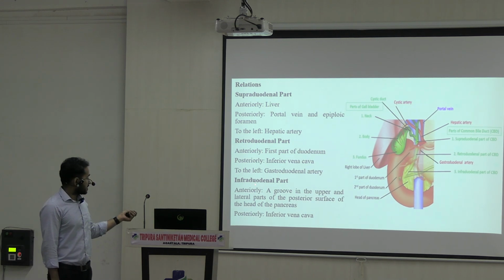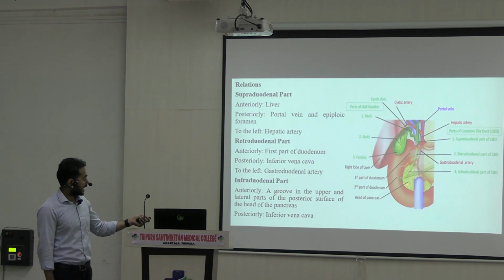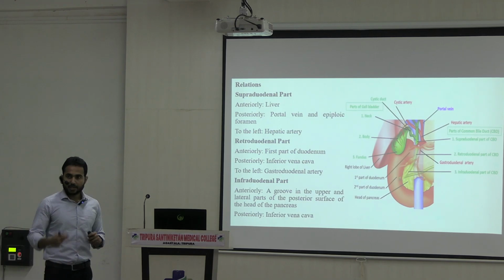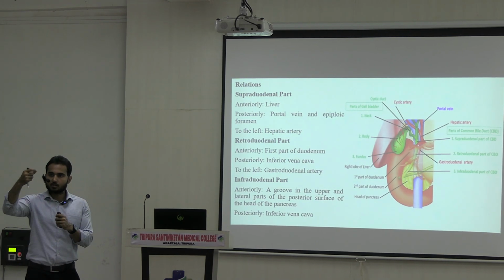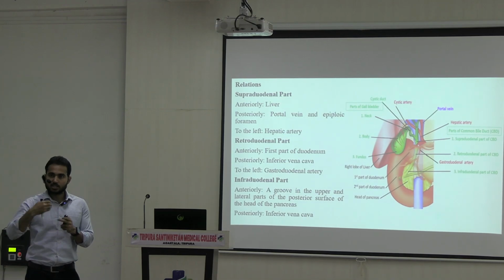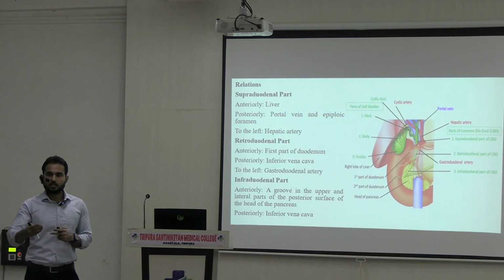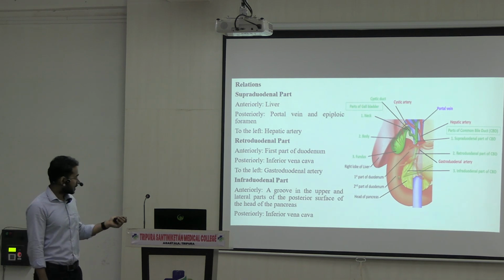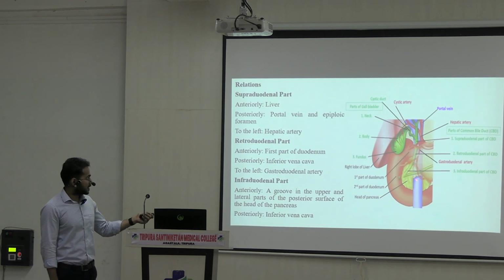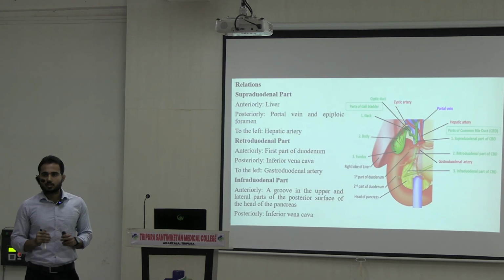In the infraduodenal part, anteriorly is the groove or posterior surface of the head of the pancreas. So in this particular part, the head of the pancreas will be there. That means the common bile duct, before termination, is situated behind the head of the pancreas. So what will be its anterior relation? The head of the pancreas. A groove is there through which it is going and draining. Posteriorly again the inferior vena cava, as you can see. So these are the relations of the various parts of the common bile duct.